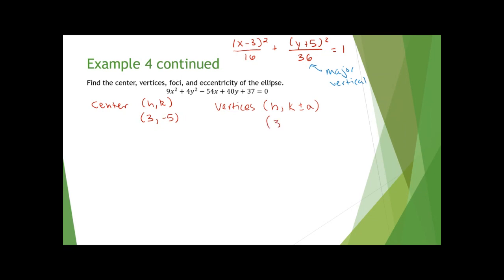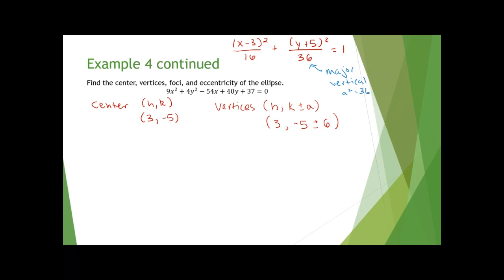So our vertices are 3 comma negative 5 plus or minus. Now a is the number underneath the y term. That's a squared, so I should write that. So we have a squared equals 36. So that means a is 6. So this is negative 5 plus or minus 6. And then if you want, you can find the two separate vertices, but it's completely fine to read them like that, or to write it like that.